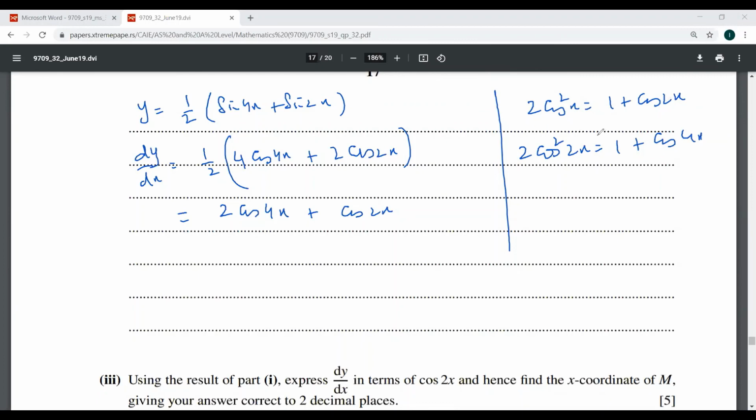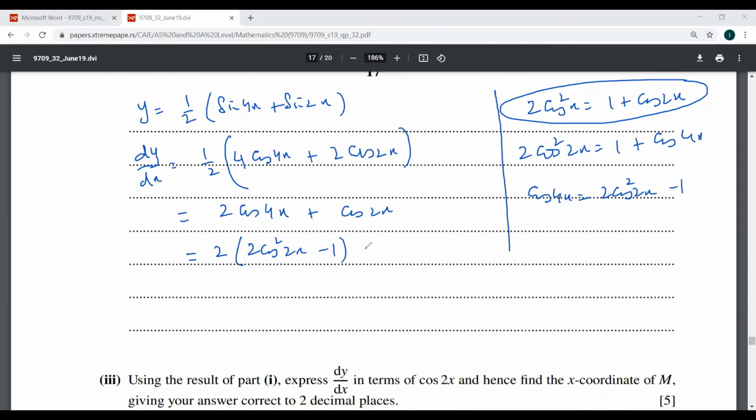You see, I was thinking that this identity hasn't been in this paper so far. This has to be tested, and if you go through any P3 paper, you will find this or the 2 sine square thing in your paper. So let's change that with this. This cos 4x is going to be 2 cos square 2x minus 1. So this is 2 into 2 cos square 2x minus 1. I think the examiner has done you a good favor by giving this clue over here, because you had to put that equal to 0 and solve this equation.